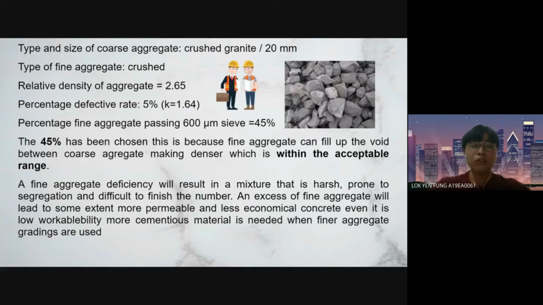The 45% has been chosen. This is because fine aggregate can fill up the void between coarse aggregate, making it denser, which is within the acceptable range. A fine aggregate deficiency will result in a mixture that is harsh, prone to segregation, and difficult to finish. An excess of fine aggregate will lead to more permeable and less economical concrete, even if it has low workability. More cementitious material is needed when fine aggregate gradings are used.